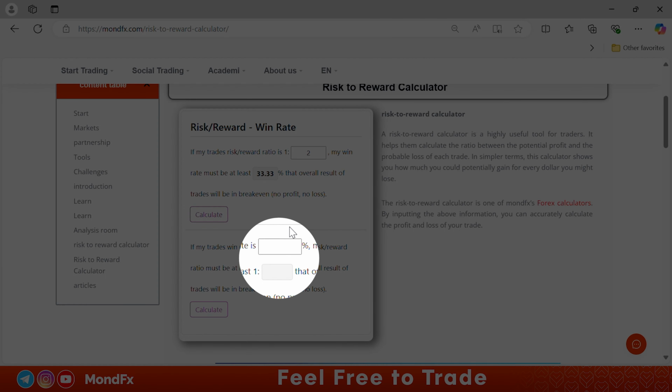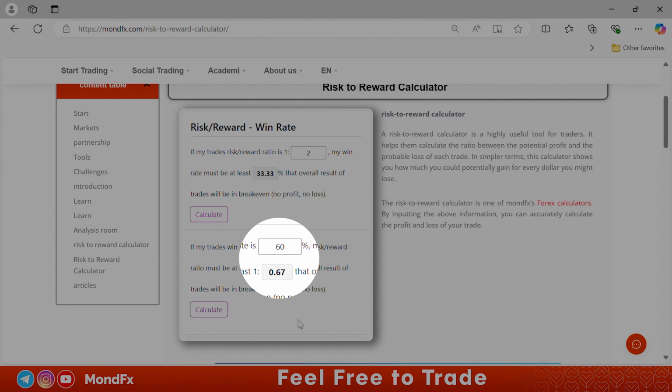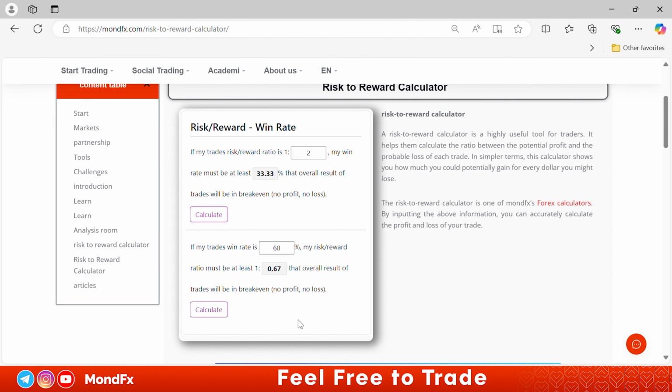For example, if I enter a 60% win rate, the calculator will tell me that the risk-to-reward ratio must be greater than 0.67 for my trades to be profitable. This means that if my strategy has a 60% win rate, my risk-to-reward ratio should be greater than 0.67. By using this tool, you can evaluate your trading strategies more accurately.